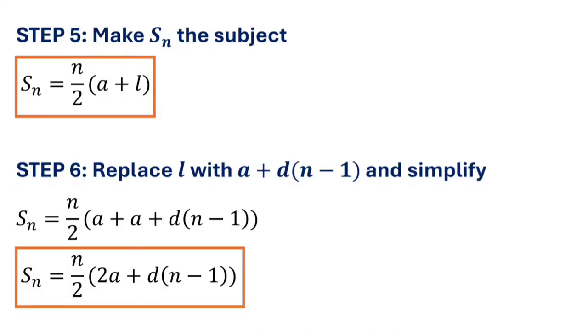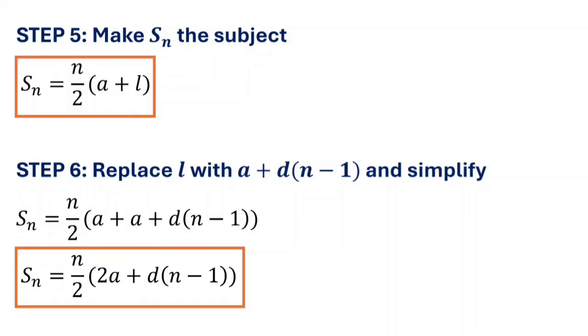L represents the last term, and the last term is the same thing as Tn. So we know from grade 11 that our Tn formula for arithmetic sequence is A plus D into n minus 1. So in the formula where we have L, we have now substituted A plus D into n minus 1.